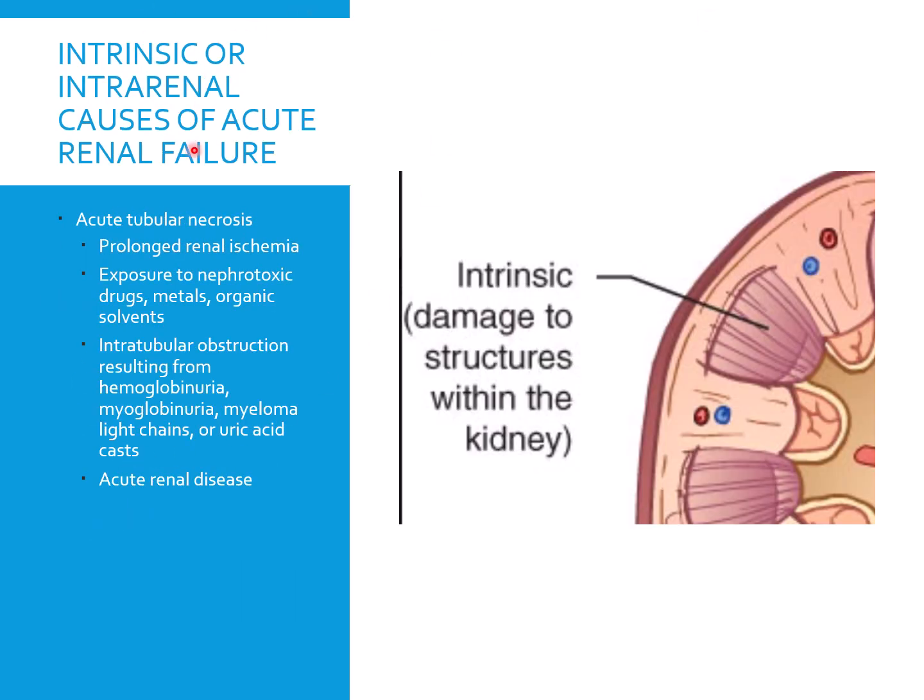So then we'll talk about some intrinsic, or what we call intrarenal, causes of renal failure. So we often term this acute tubular necrosis. So this is injury to the tubular structures within the kidneys, or within the nephrons themselves. That's the most common cause of intrarenal AKI.